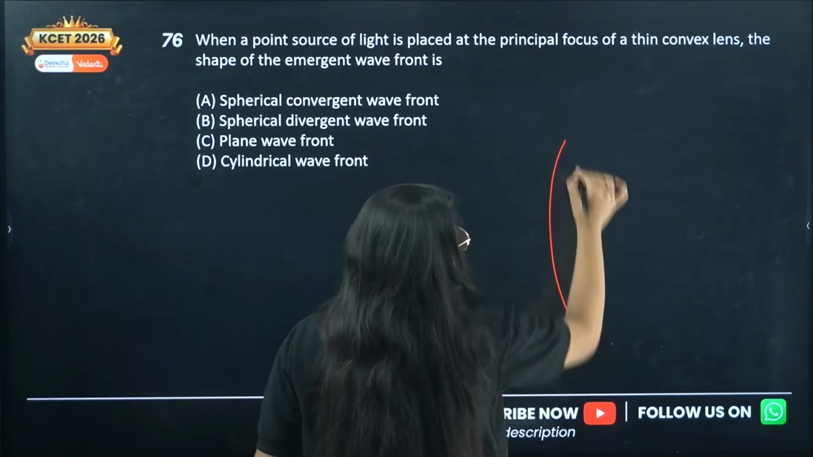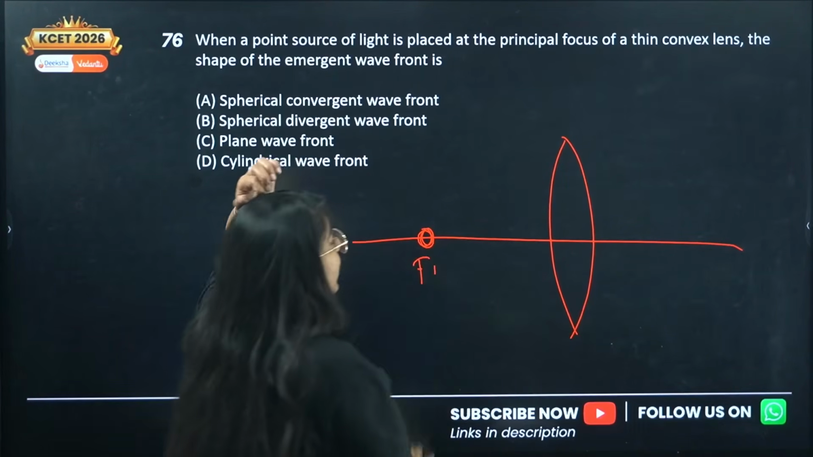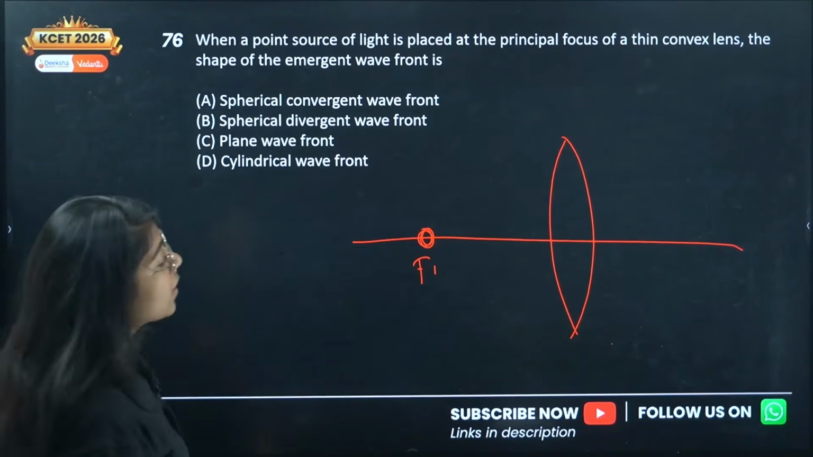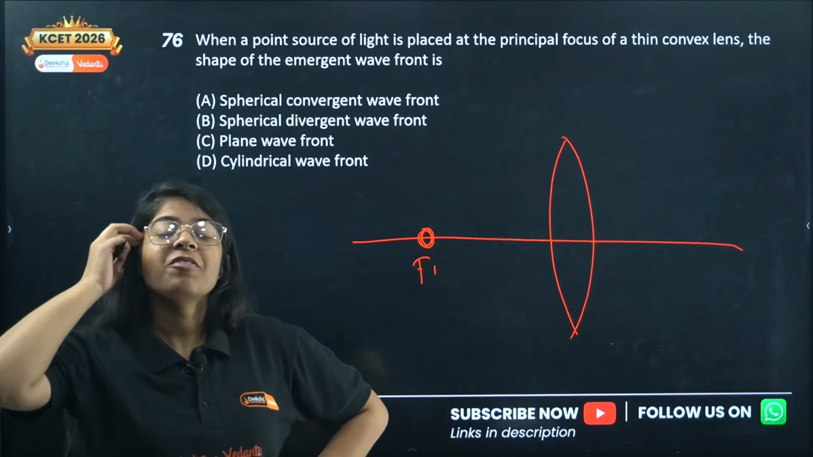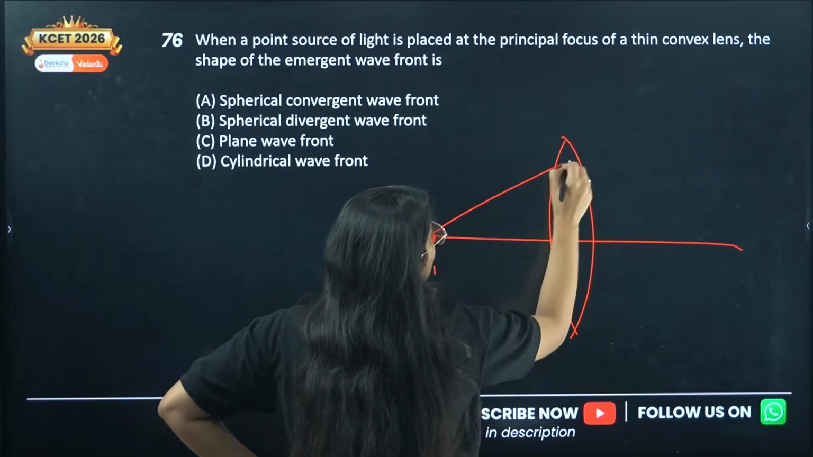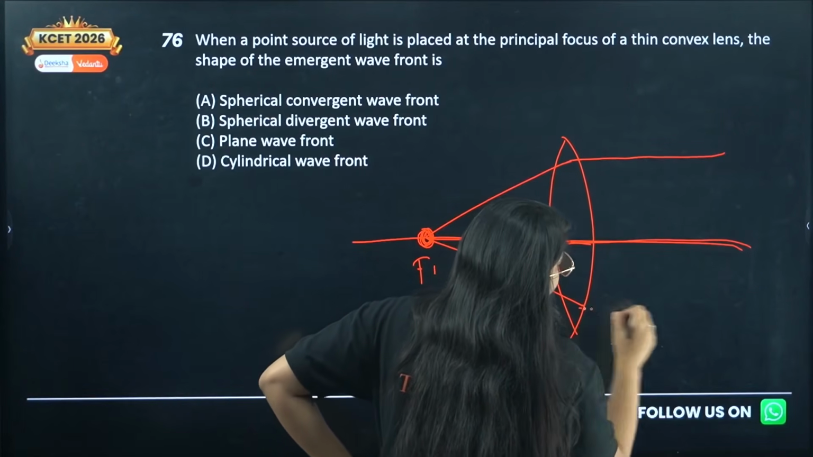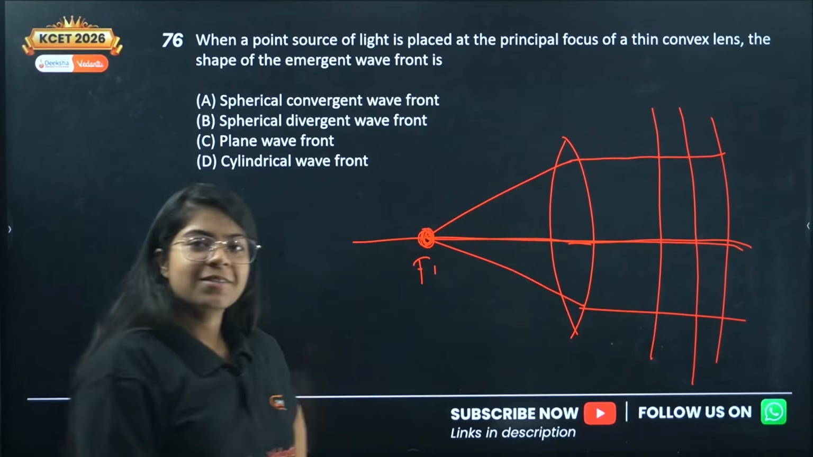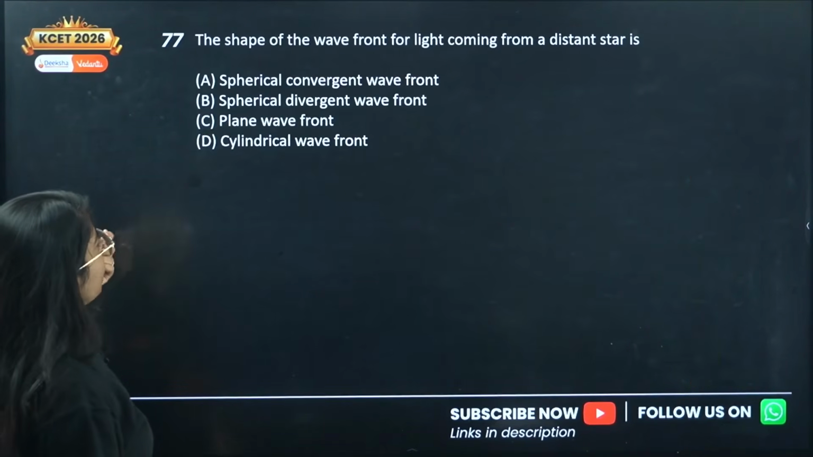76th question says, when a point source of light is placed at the principal focus of a thin convex lens. We have a thin convex lens and a point source is placed at its focus. Correct? The shape of the emergent wave front. For focus, the rays will go something like this and they'll become parallel to the principal axis. Correct? So the wavefront will simply be a plane wavefront. So for 76, the correct option is plane wavefront.